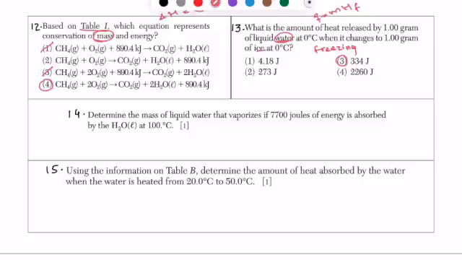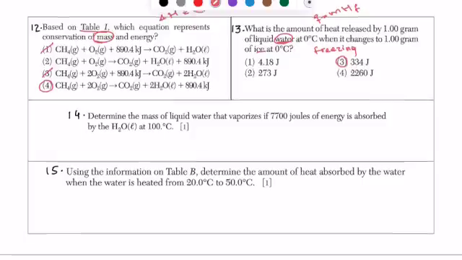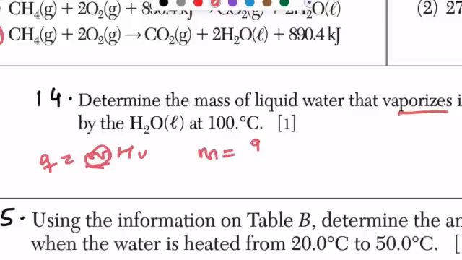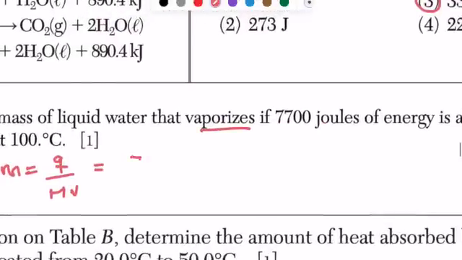So in this case, we are not actually calculating the heat energy, we are calculating the mass. And we are looking at a phase change, so that means we don't use Q equals mcΔT. The equation that we are going to use in this case is the one with heat of vaporization. We are looking for mass, so when we rearrange this, it is just going to be Q divided by heat of vaporization. So Q is given to be 7,700, and we divide that by the heat of vaporization, which is 2,260 joules per gram.